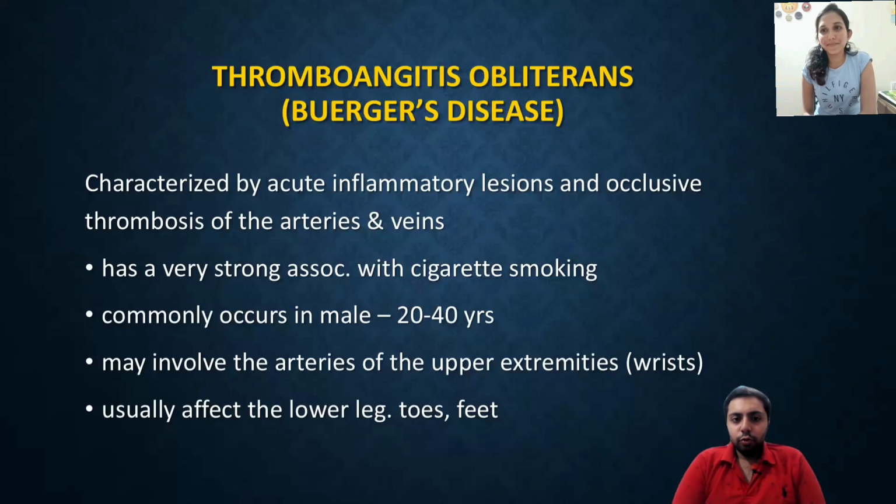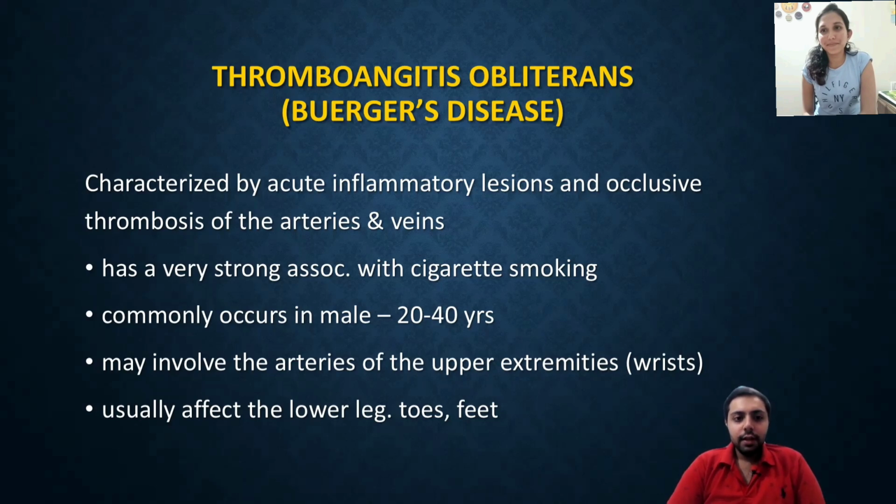Then this is the most common in the exams also. I think you have read Buerger's disease, also called thromboangiitis obliterans. In this there is acute inflammation and occlusion of the arteries and the veins both due to thrombosis. And it has a very strong association with cigarette smoking. So whenever you go to the surgery ward, you can see a patient with Buerger's from outside only.